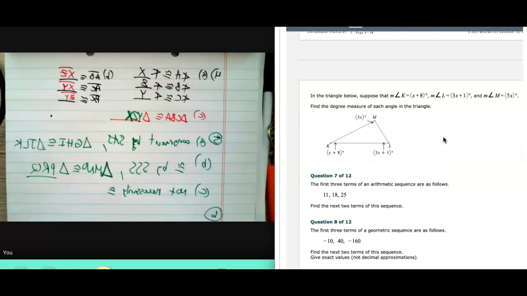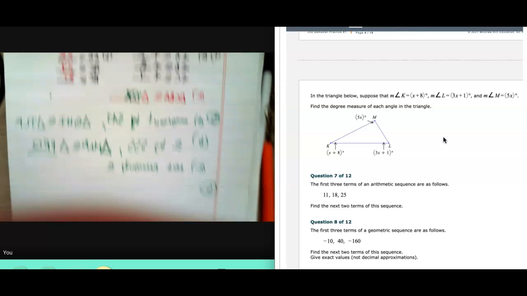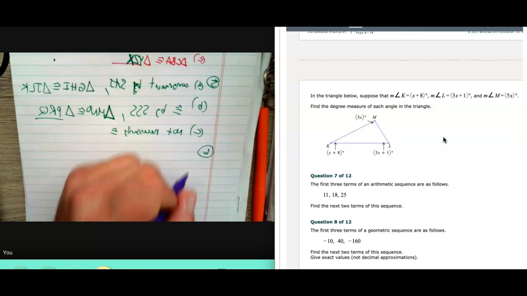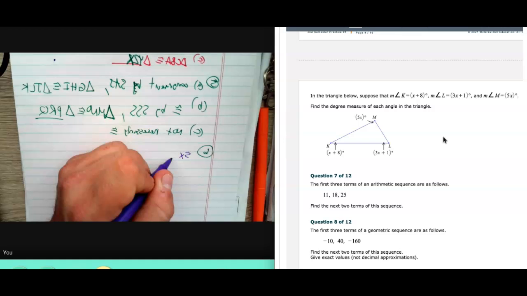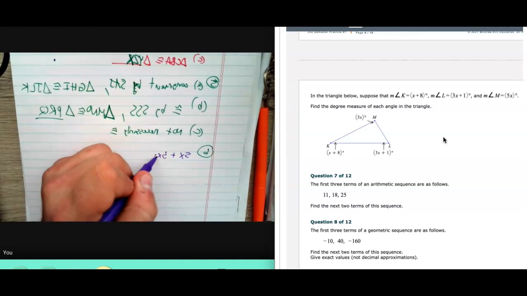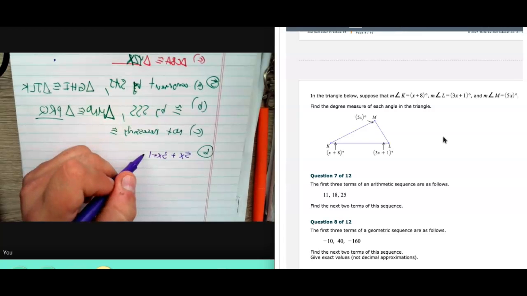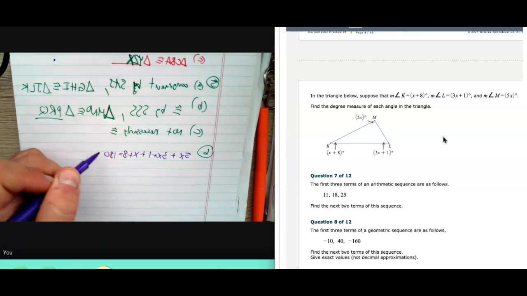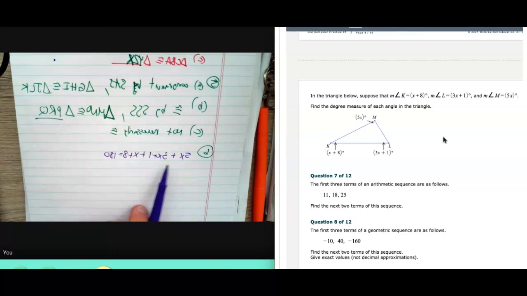Number 6 is a triangle with all 3 angles marked, and it wants us to find the measure of each angle. And so here's the first thing we have to know: the 3 angles inside of a triangle add up to 180. So 5x plus 3x plus 1 plus x plus 8 equals 180. Again, that's just knowing the 3 angles of a triangle add up to 180, and there's the equation.